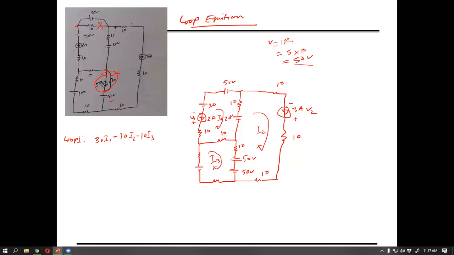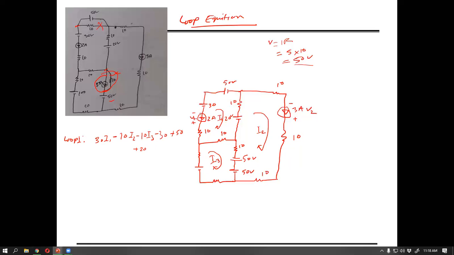Now voltage. Okay, now voltage. This loop, if minus to plus, then it is minus. Okay, minus to plus, this loop is minus. So this 30 is minus 30. Then this loop, this is the plus to minus. So plus 50. Then this voltage plus to minus. So plus 20. Then finish now this voltage.